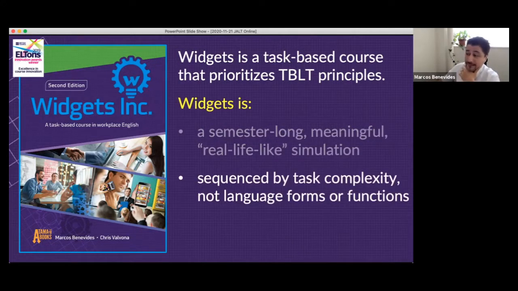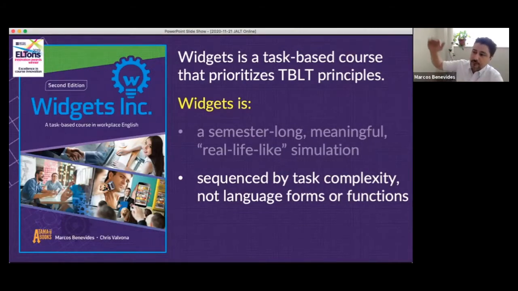The course is sequenced by task complexity, not language forms or functions. And this is a really important point. The organizing principle of nearly all textbooks is language forms. That is, it's sequenced according to language form complexity. So you go from easy to difficult, and as you go through the course, you learn these language forms. And by language forms, I use the term very broadly. It could be organized by grammar complexity, by vocabulary or lexical complexity, or by pragmatics, a functional notional syllabus, for example, is another way of organizing a syllabus sequence.